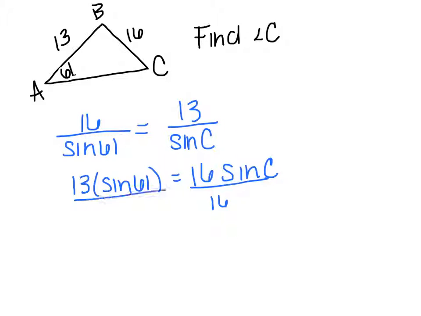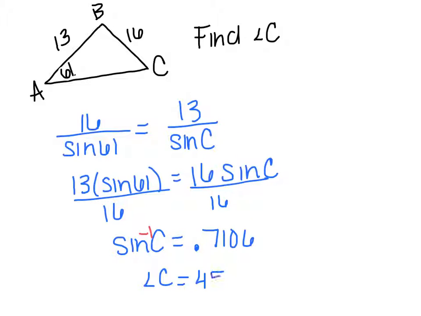Divide both sides by 16, and the sine of C equals 0.7106. That's not my angle. To find my angle, I need to take the inverse of that. So press second sine of that answer, and I can say that angle C is 45.3 degrees. Does that make sense? So far it does because 61 is larger and 16 is larger.